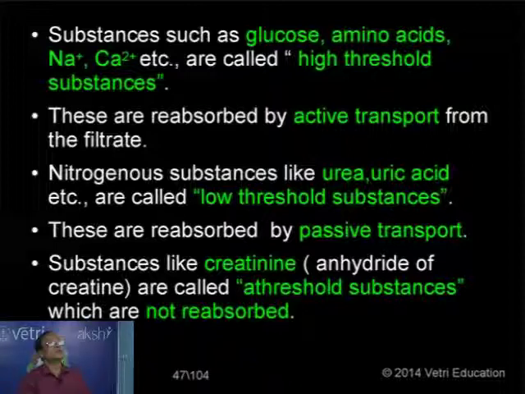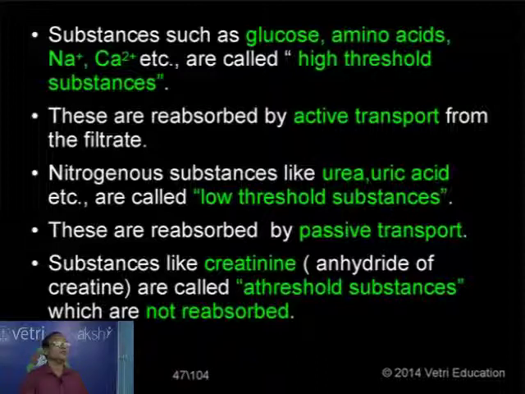Those materials which are reabsorbed by active transport, and which are normally found in higher concentration in the plasma than in the filtrate, are called high threshold substances. For example, glucose, amino acids, sodium, and calcium ions are called high threshold substances. Though their concentration is normally less in the filtrate than in the plasma, we need all these substances badly. That is why they are reabsorbed, though we have more and more in the plasma.